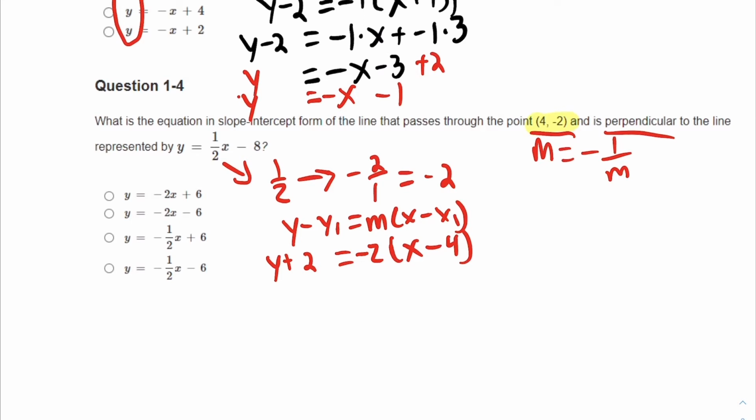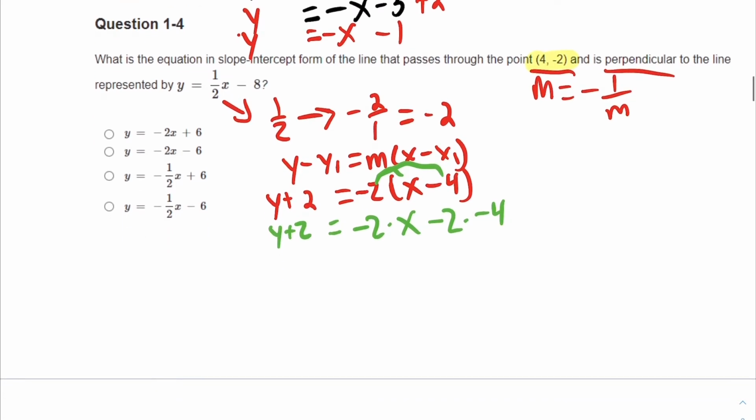If you look at the answer choices, none of them have parentheses, so that means we need to get rid of the parentheses by distributing, which means multiplying the outside number times each number that's inside. -2 times x just makes -2x. -2 times -4 makes +8. And we still have a y plus 2 on the left.